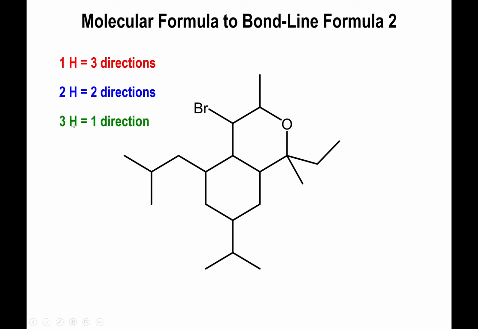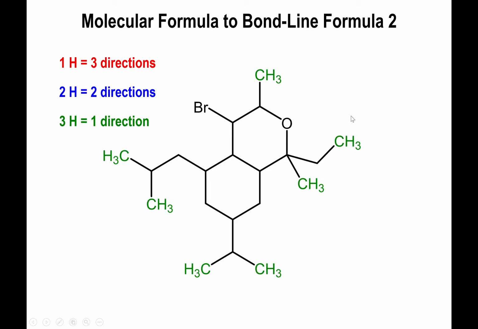Alright, now if we're looking for carbons that have 3 H's, then we're basically looking for carbons that have only one direction. To put it simply, these are carbons at the end of the molecule. So this end right here, that end over there, end right here, end right there, this end, and that end, they all have 3 hydrogens because they are only connected to one other carbon.